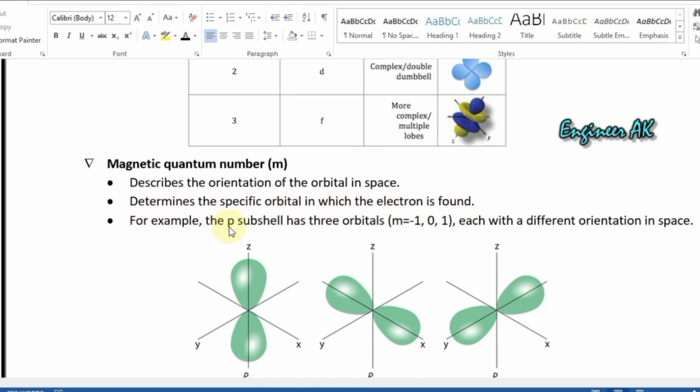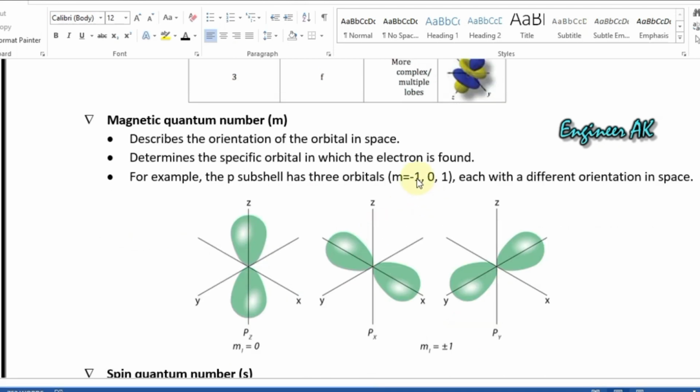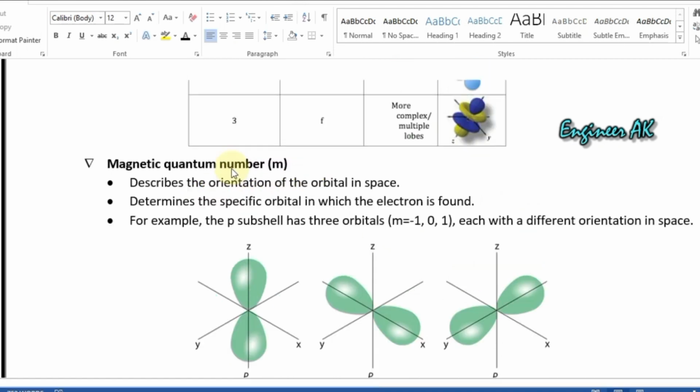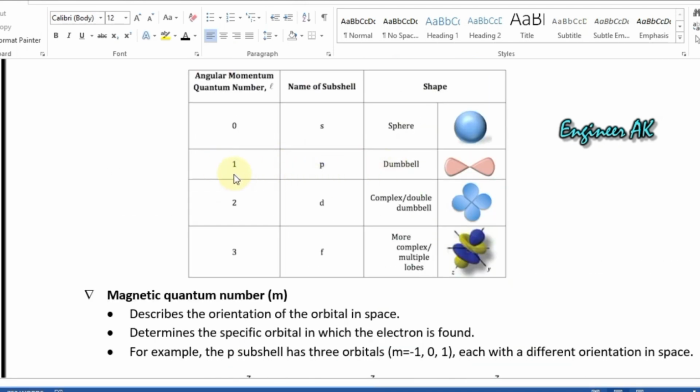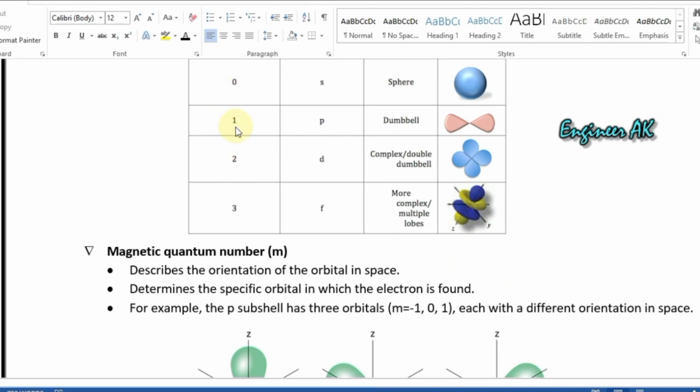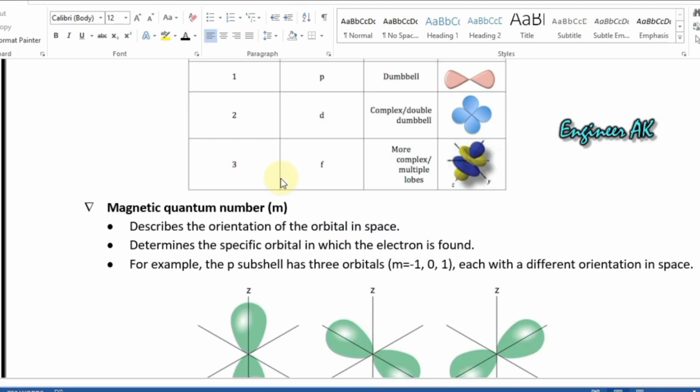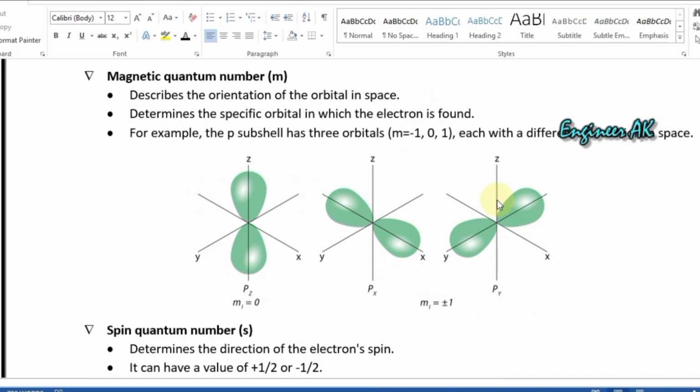For example, the p subshell has 3 orbitals, right? -1, 0, 1. For p we have l = 1, as we have discussed here, so you can take values from +1 to -1. If it has l = 2, then you will have values from +2 to -2, meaning +2, +1, 0, -1, -2, and so on, right? And from this picture we can see its orientation along the z-axis, x-axis and y-axis, right?